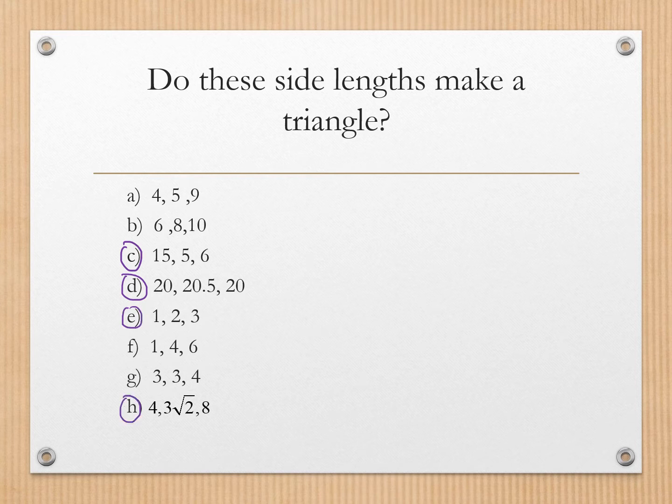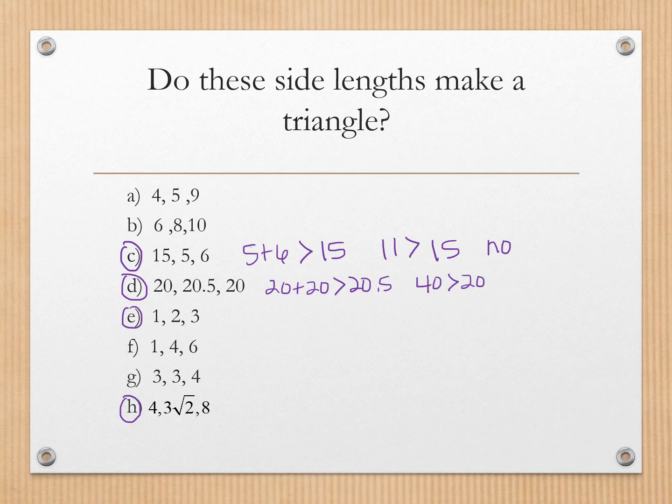So 15, 5, and 6, again, making sure that the two smaller sides, so 5 plus 6, have to be greater than 15. 5 plus 6 is 11. Is 11 greater than 15? Hopefully you're thinking, no, it's not, so we would write no. Next we have 20, 20.5, and 20. So the two smallest would be 20 plus 20, have to be greater than 20.5. So is 40 greater than 20.5? Yes, it is. So those would then make a triangle.